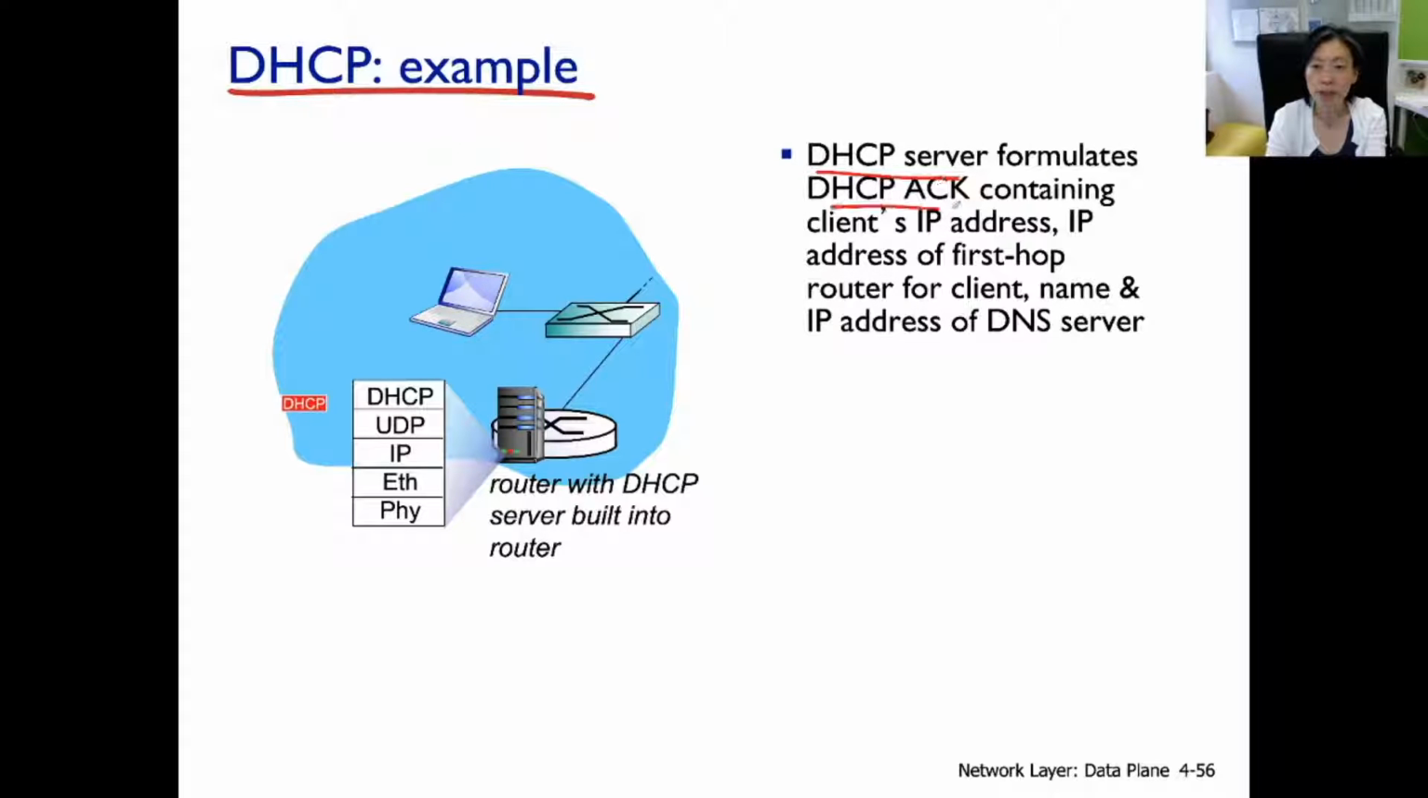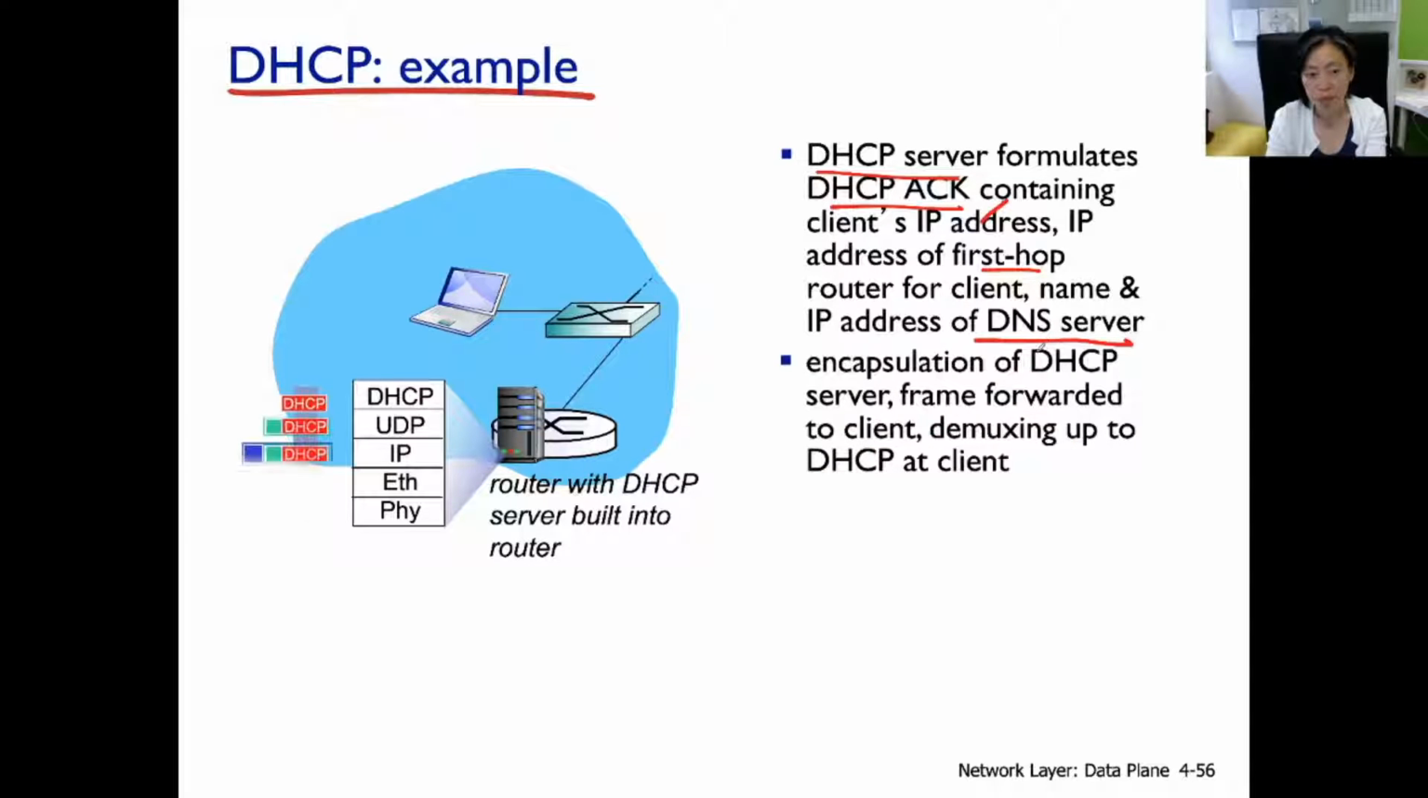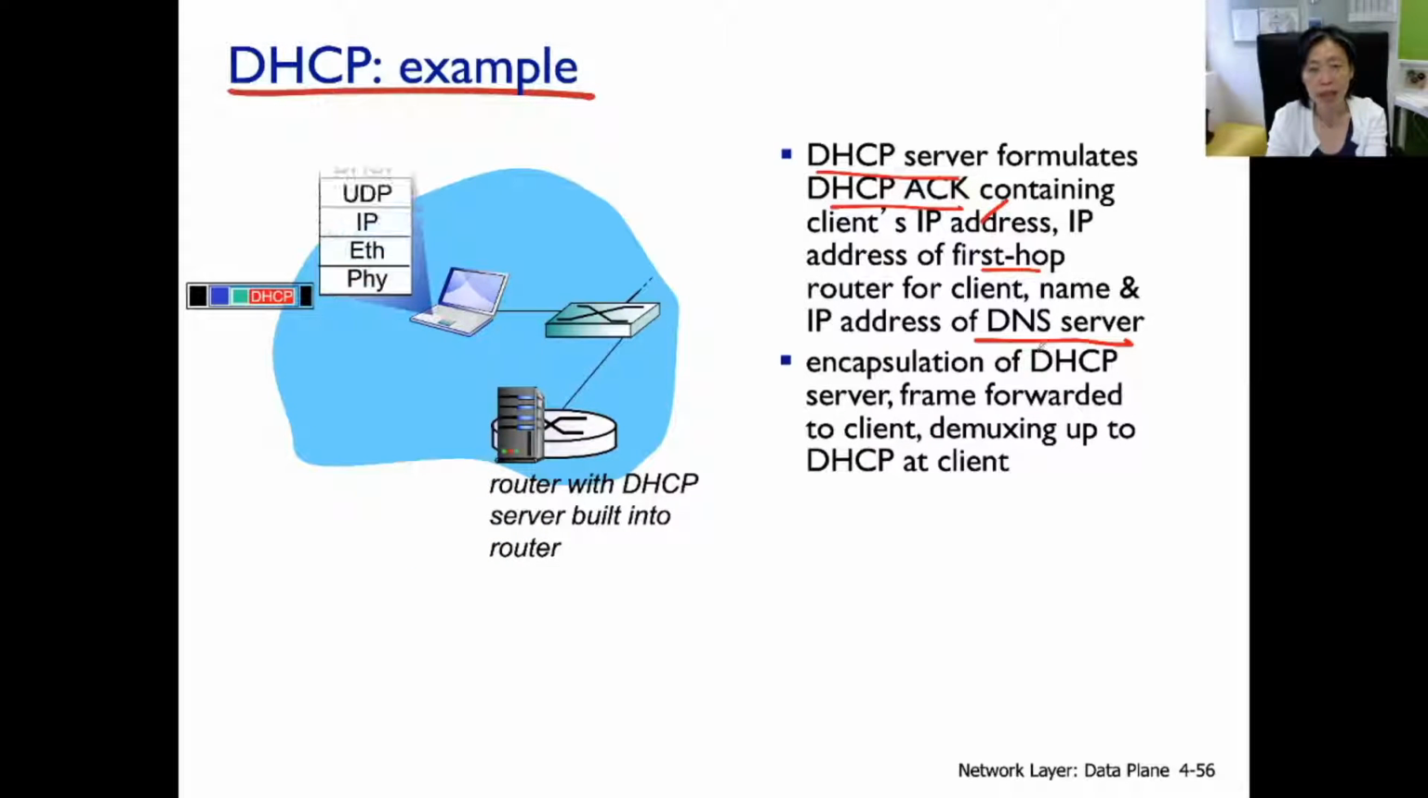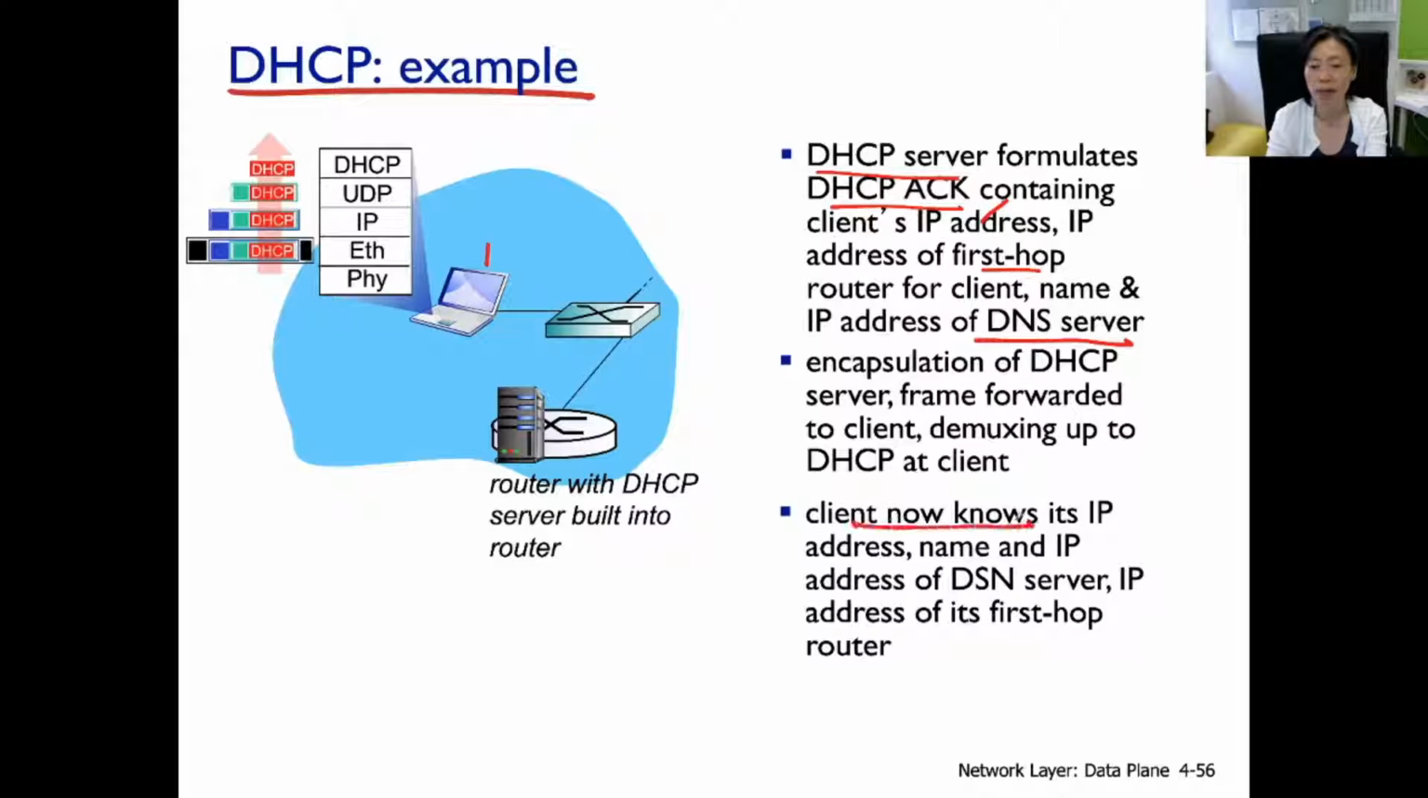The server then will generate the ACK message containing the IP address of the first hop and the IP addresses of the DNS servers, and so on and so forth. So the process is very similar: encapsulate into UDP, encapsulate into IP, Ethernet, and the destination address being broadcast. The host here, although not having a specific IP address, is going to pick it up. So the client now knows its own IP address, the name and IP address of the DNS server, the first hop, as well as the network mask.